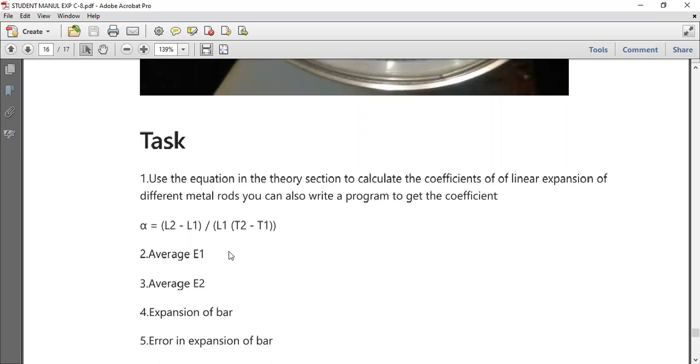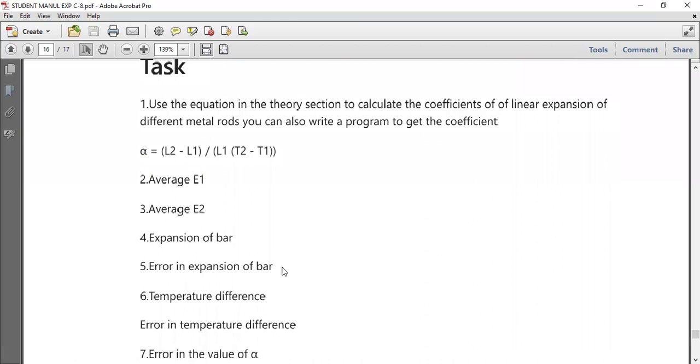E1 is the initial dial setting. So for us to get the average, the student should take the reading 3 times and get the average. The same for average E2, take the reading 3 times and get the average. The expansion of the bar will be just E2 minus E1.